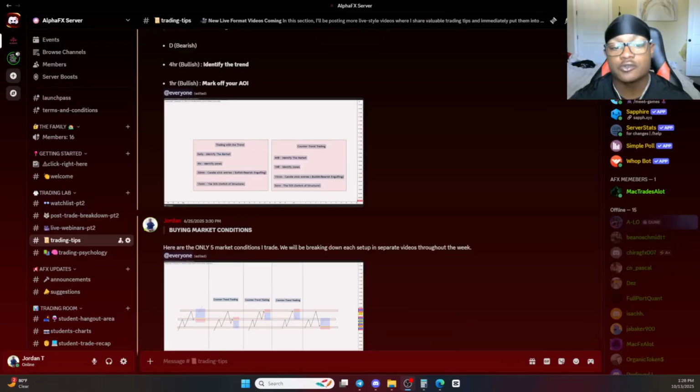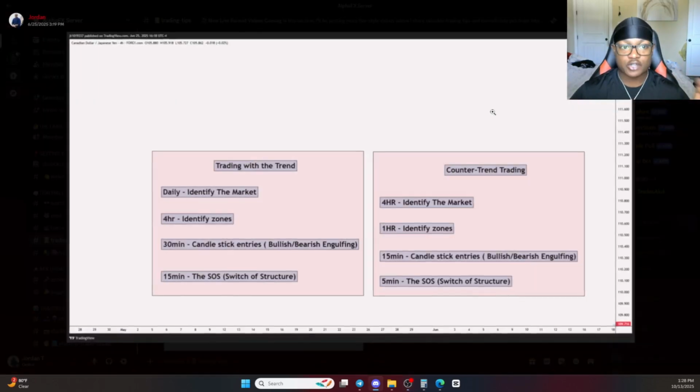All right, y'all, so there are two ways where I find my areas of interest in the market. There are two types of trading setups. I have going with the flow of the market, and I have my counter trend trading opportunities, which we will be breaking down today. So first, we're going to go with the trend of the market.